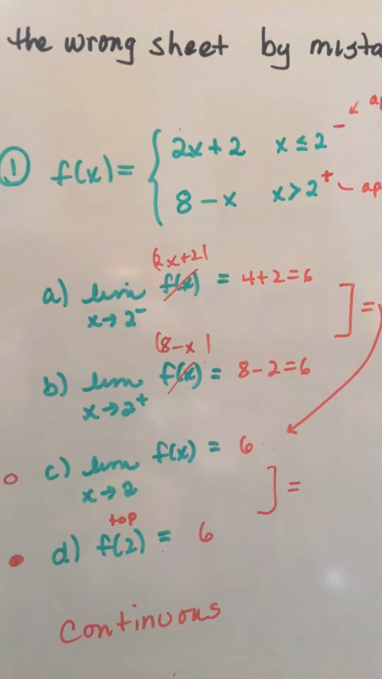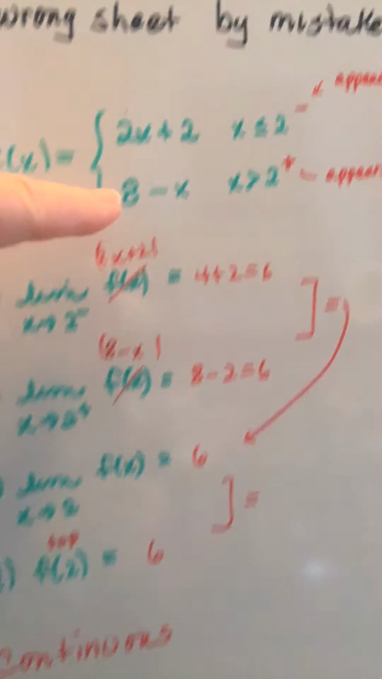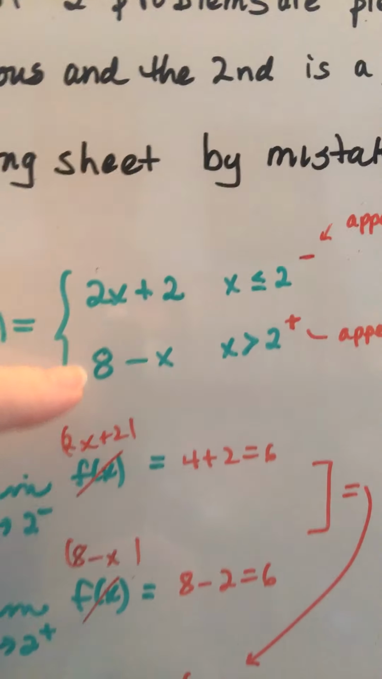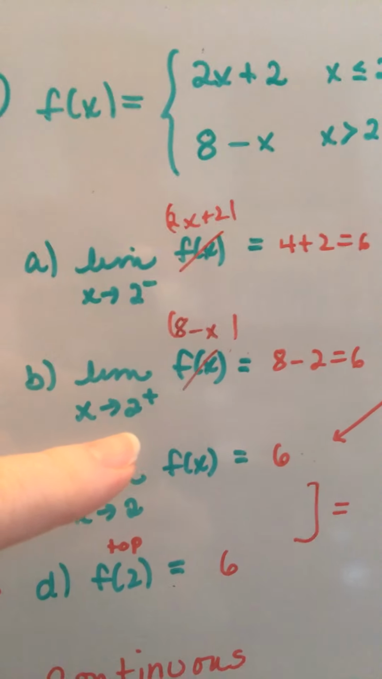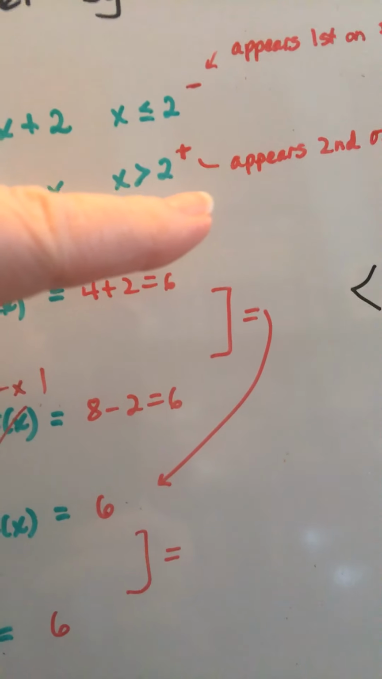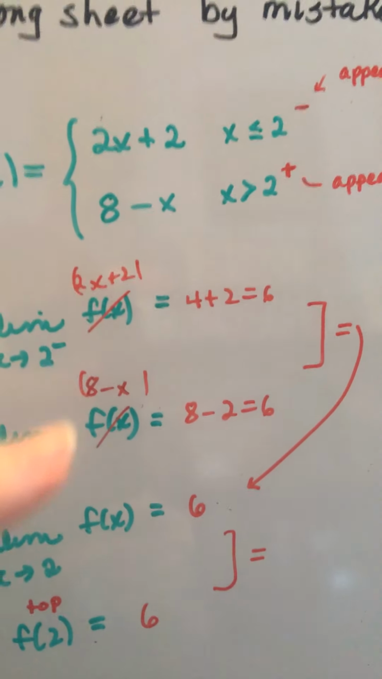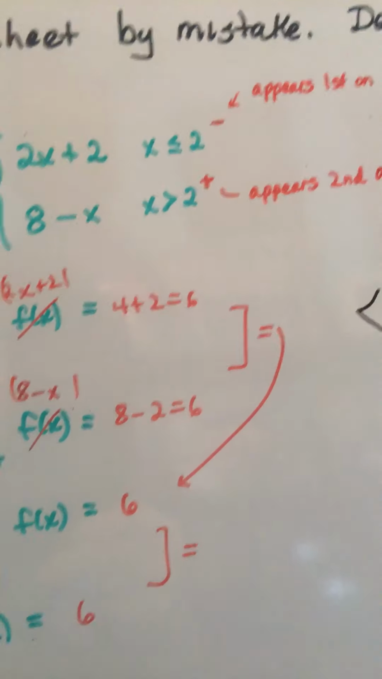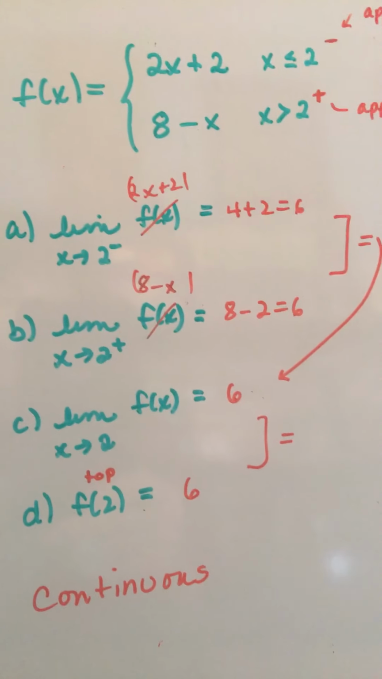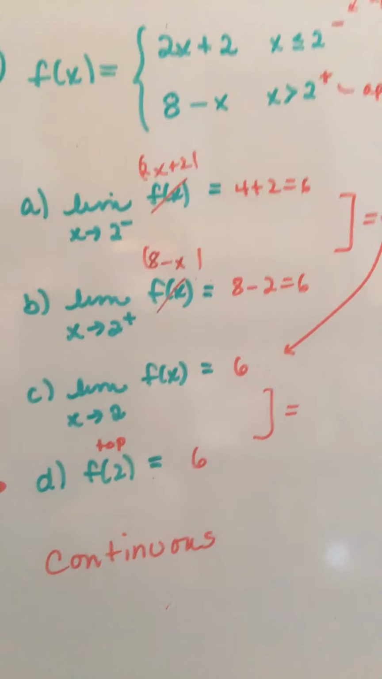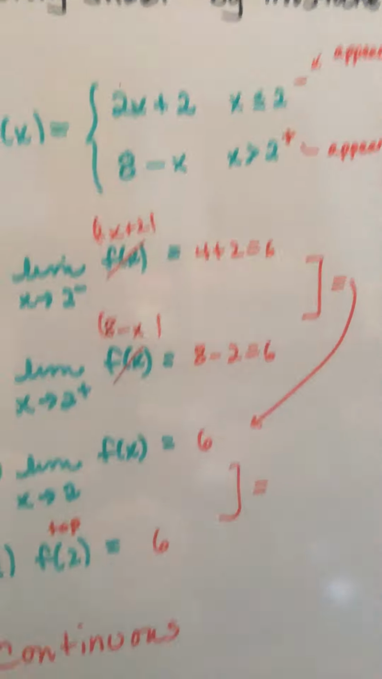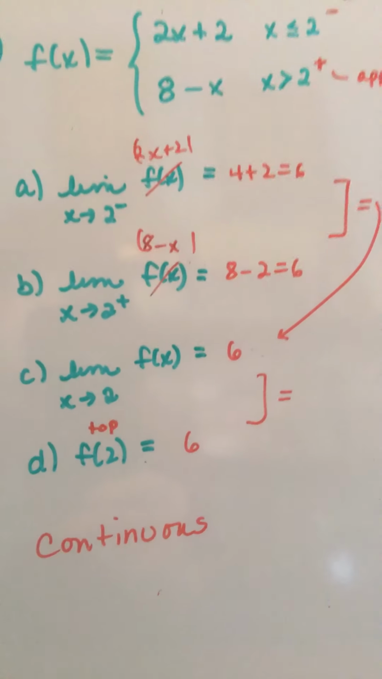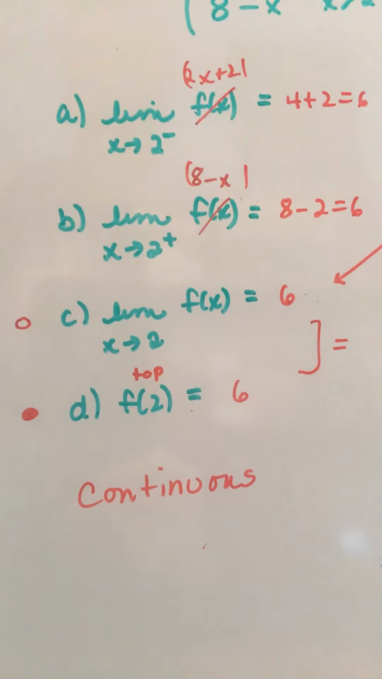So when asked to find the limit as x approaches 2 from the left, I say, what's your first appearance of 2? And I directly substitute. Then it says, find the limit as x approaches 2 from the right. What's your second appearance of 2? It says 8 minus x. I directly substitute and I get 6. Since they're equal, my answer is 6. My function value is wherever the equal symbol is, and since it's paired with the first one, its answer is 6. And since the limit and the function value are equal to each other, I am continuous.